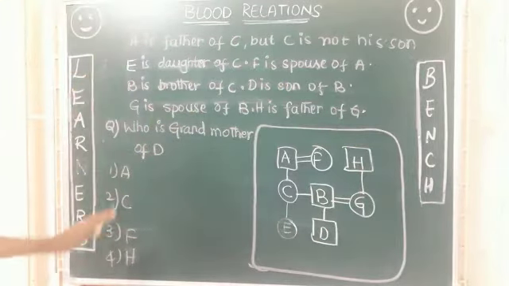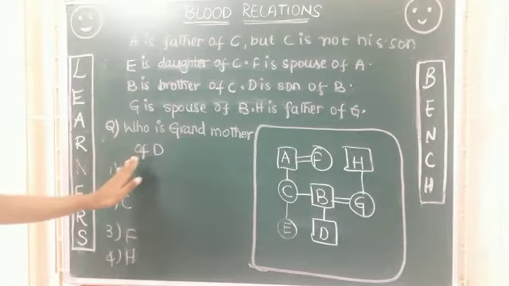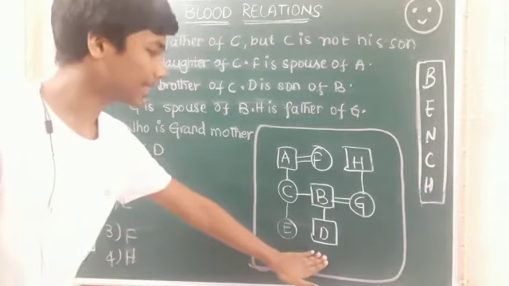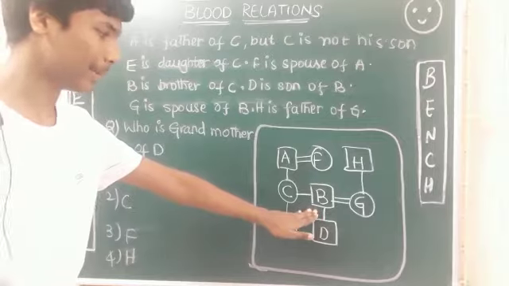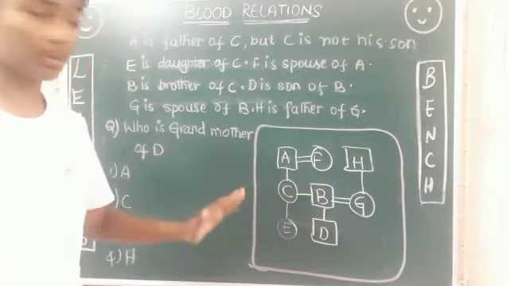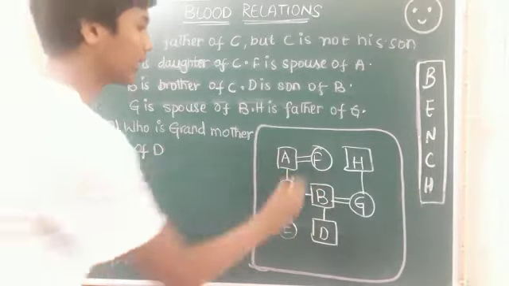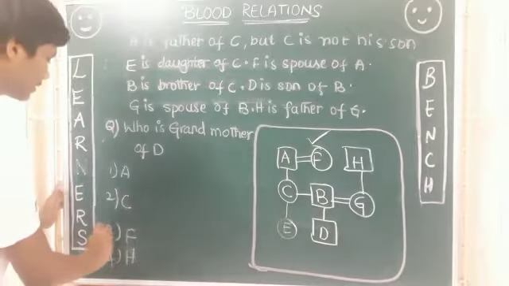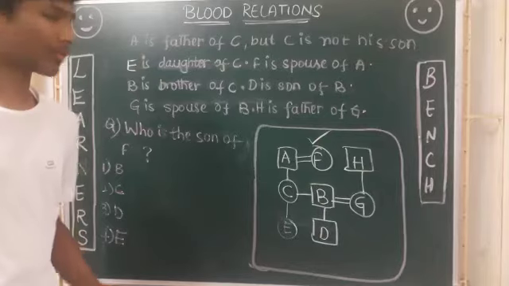So we'll do the question. Who is grandmother of D? D's father is B and B's mother is F. So D's grandmother is F. So option 3 is the correct one.